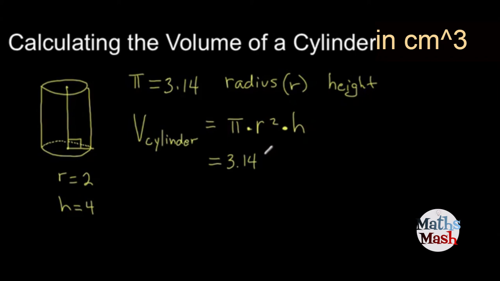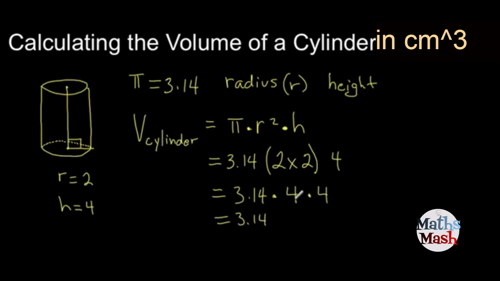Okay, so we're going to square our radius, so that's going to be 2 times 2, and write in our height, which is 4. And again, we have 3.14, 2 times 2 is 4, so multiplied by 4, multiplied by 4 again, that's our height. And again, 3.14 multiplied by 4 times 4 is 16. So 3.14 times 16 is going to give us 50.24 centimeters cubed.